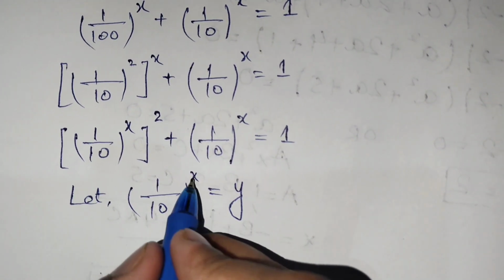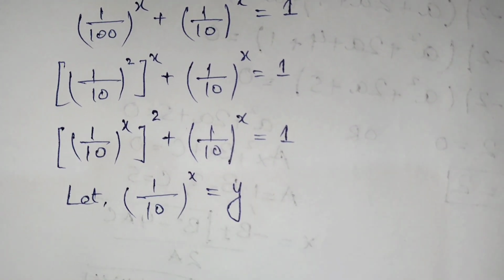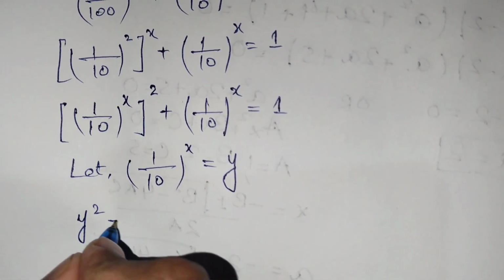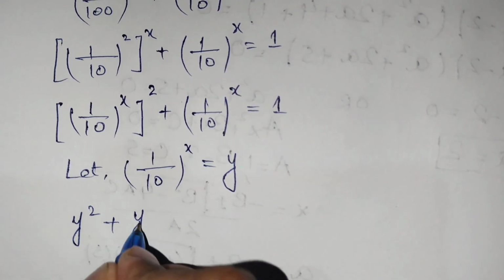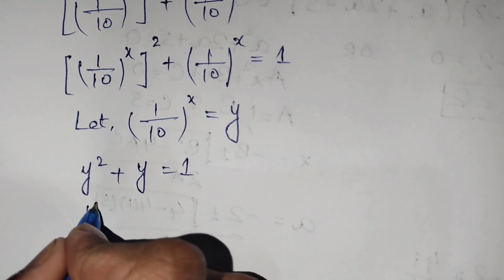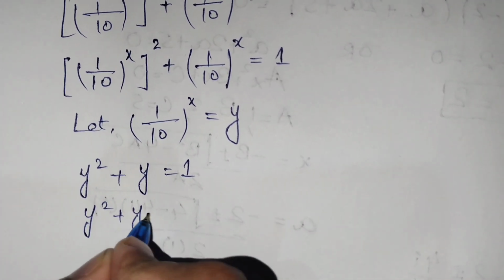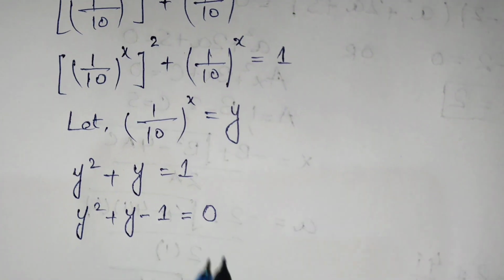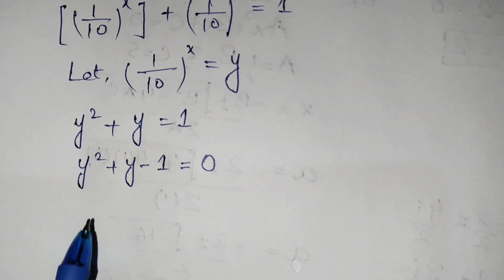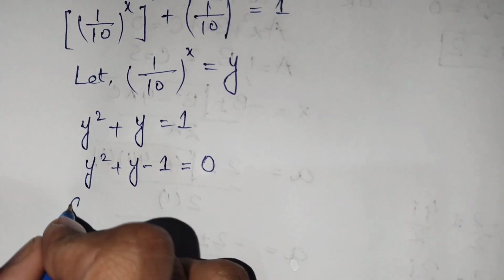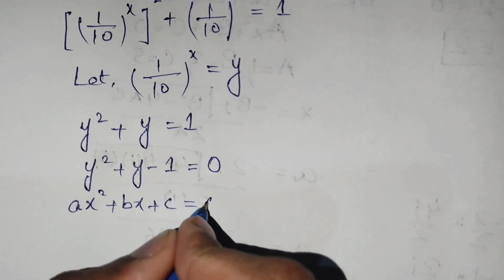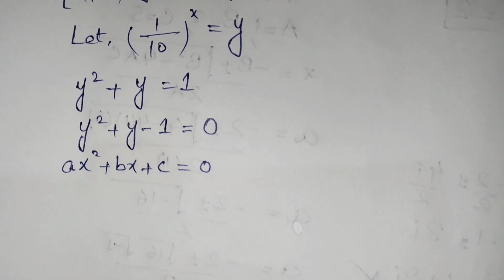Let 1 divided by 10 power x equal y. Put this here, it will be y square plus y equals 1. So y square plus y minus 1 equals 0. This is a quadratic equation, ax square plus bx plus c equals 0. Use the quadratic formula.